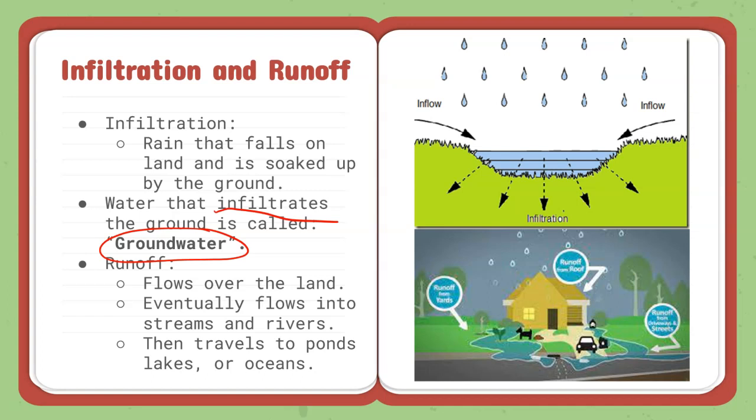The second term is runoff. And runoff is the water that flows over the land that is not absorbed by the ground. Eventually, runoff will end in a stream or a river and then travel to ponds, lakes, or oceans, which is usually the final destination of runoff water.